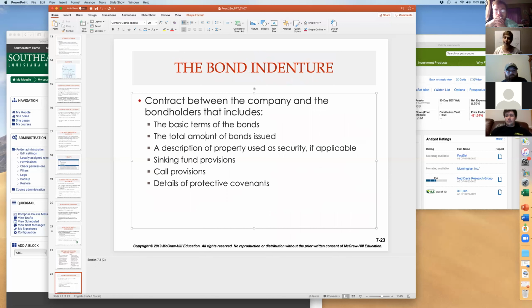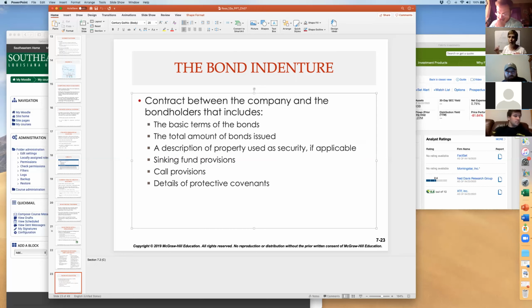All right, so here's some terms. One is called the bond indenture. It's basically a legal contract, and it outlines all the basic terms of the bonds. So all the things that we've talked about, the coupon, the maturity dates, the par values, those are all clearly defined in what we call the indenture. So it's the basic terms of the bond, the total amount of bonds that are issued.